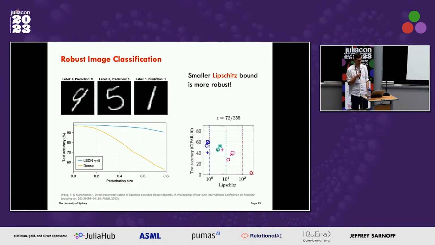We've also done this on things like CIFAR-10, CIFAR-100, and Tiny ImageNet, more interesting problems, and we've seen the same results. Here, we've actually got a convolutional version of our LBDN, which I haven't written in our Julia package yet.